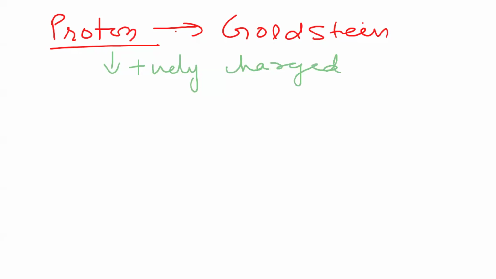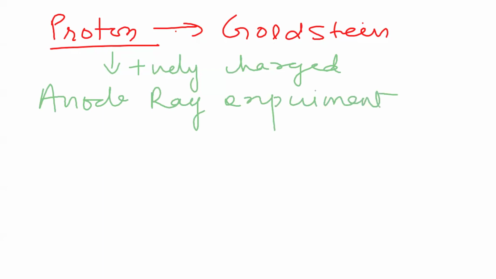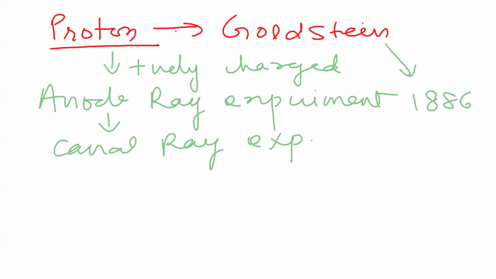Now this canal ray experiment, that is the anode ray experiment. Like how we discovered the cathode ray, similarly an experiment for the anode ray was performed. This anode ray experiment is also known as the canal ray experiment. Goldstein performed this experiment in 1886, and it led to the discovery of protons. Once the electrons were discovered, then protons were discovered. So finally, the theory of the structure of atom was strengthened.